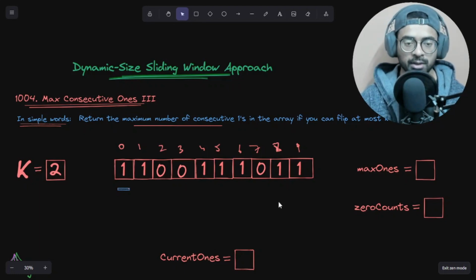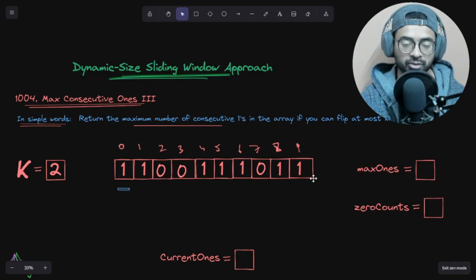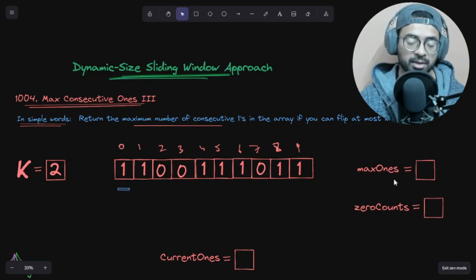Okay, cool. Now how to proceed with this question? Here you can see that k is the variable which contains at most how many zeros we can flip. Here it is 2, which means at most we can flip 2 zeros at any given time. This is the given array of binary numbers, and these are the indices. This variable is max ones, and it will contain the maximum number of consecutive ones in a subarray, so it will contain the count.